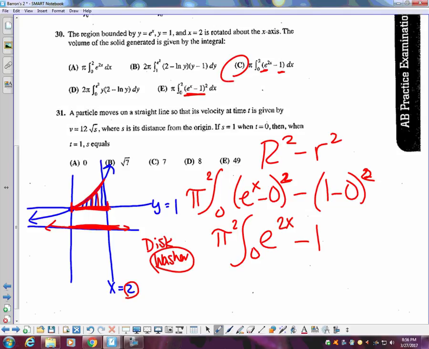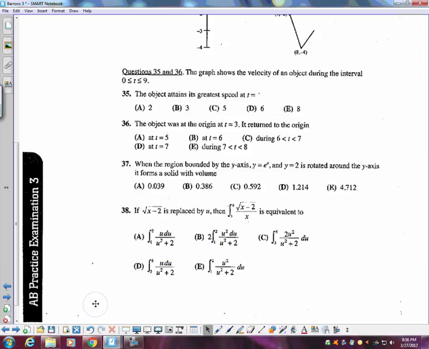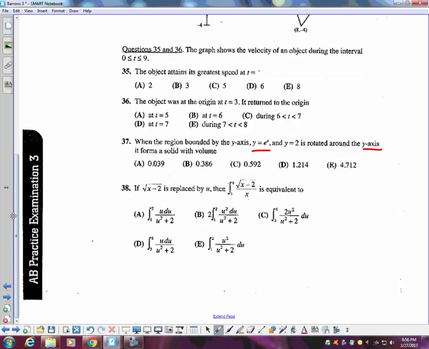Super easy, straightforward. All right, we're going to Barron's 3, number 37. I only have 3 left. Barron's 3, number 37. Okay, well, they really like the graph y equals e to the x. Rotated on the y-axis. Find a volume and we're decimals.